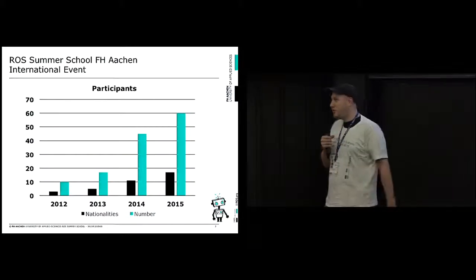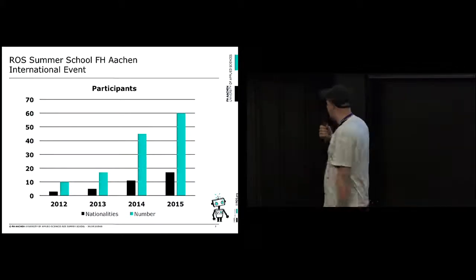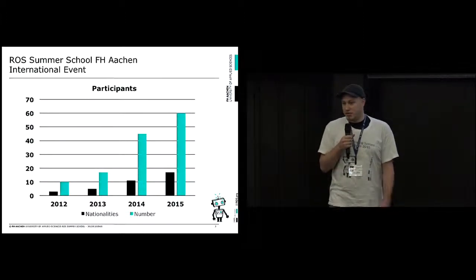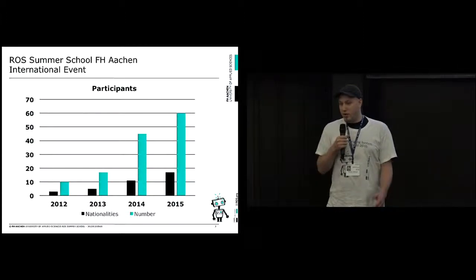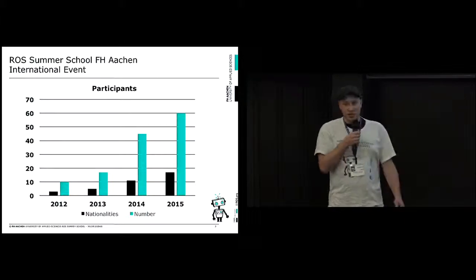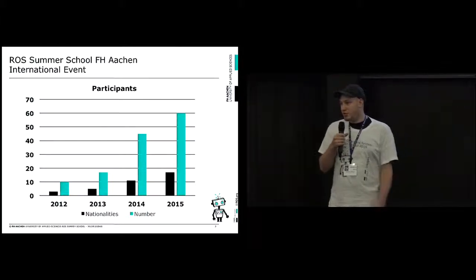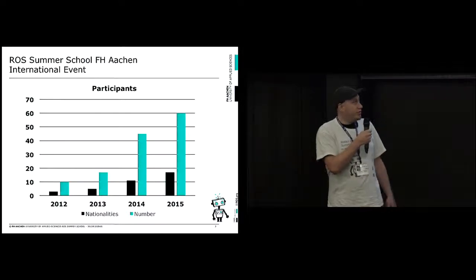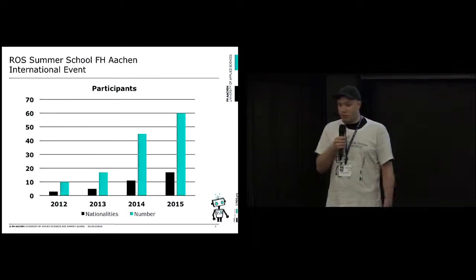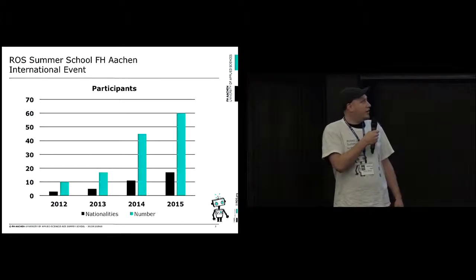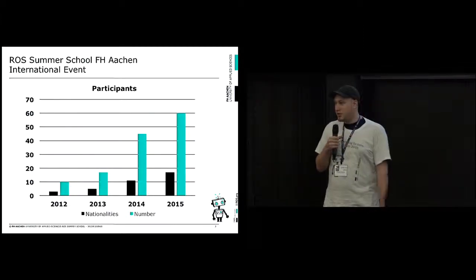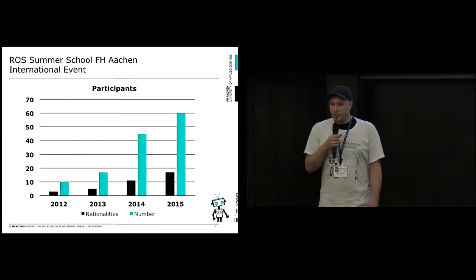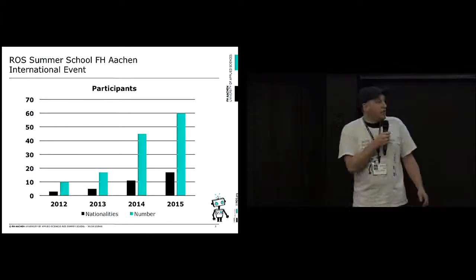Next slide, please. A little bit about our history. We started in 2012 with around 10 participants, and we are very happy that we could reach over 60 participants this year. We also had to close the registration because we were totally sold out. And ROS Summer School is every year a big international event. This year we could serve 17 different nationalities.